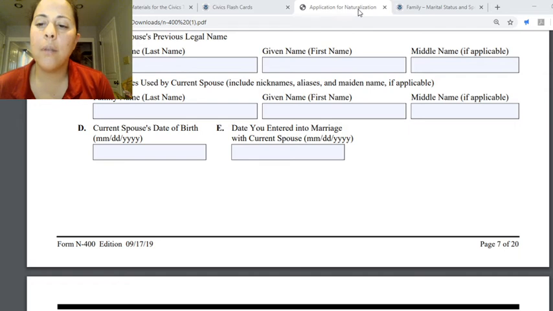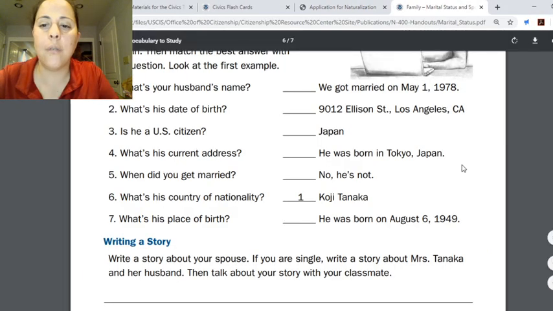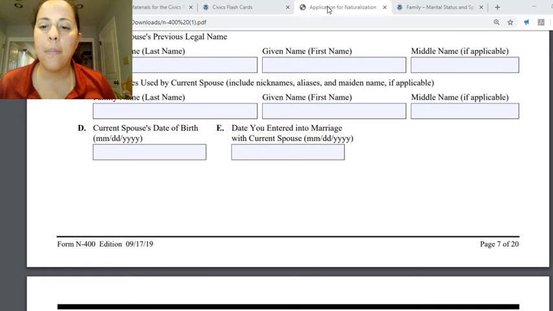And look, letter E, date you entered into marriage. When did you get married to Mr. Tanaka? You got married on May 1st, 1978. So that is May 1st, 1978, written as 05011978.